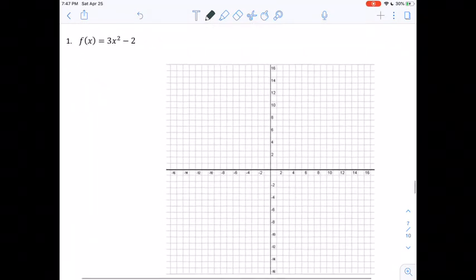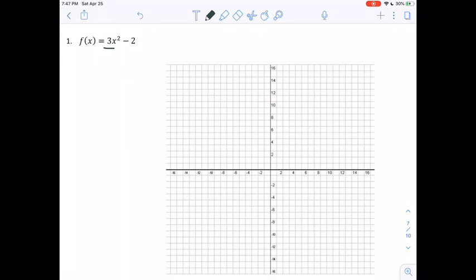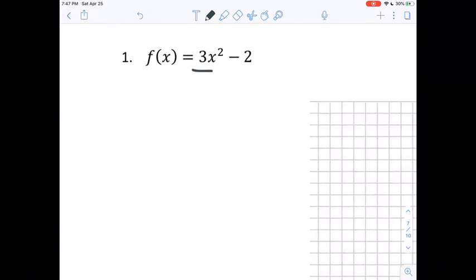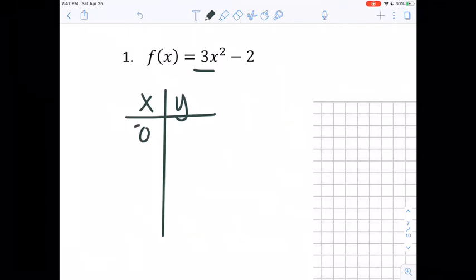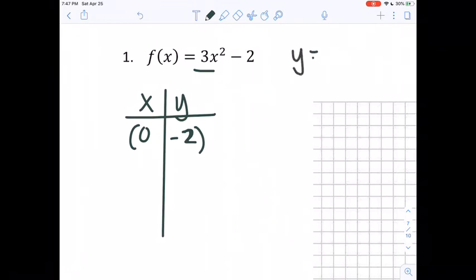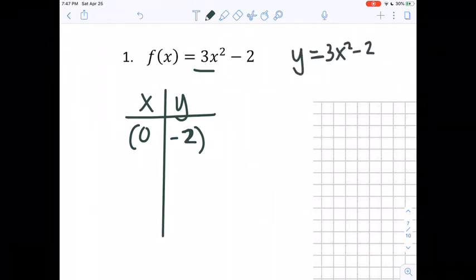So in this example, the base graph would be 3x squared, which means it's going to be a narrow graph because I'm multiplying by a bigger number. You could graph 3x squared and then shift it down 2 spots, or you could just plug and chug. I kind of recommend doing that. That'll be a little bit quicker. If I plug in x equal to 0, I'm going to get negative 2 as my y-intercept. This is y equals 3x squared minus 2.